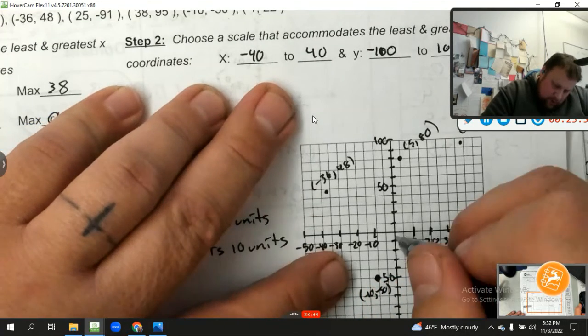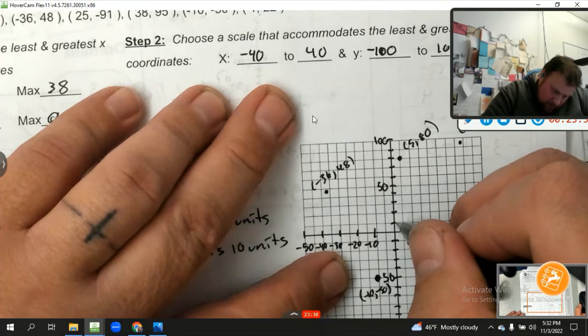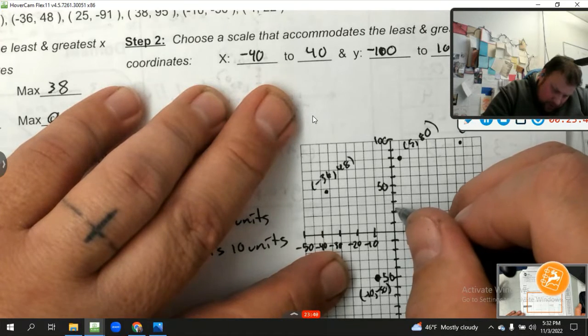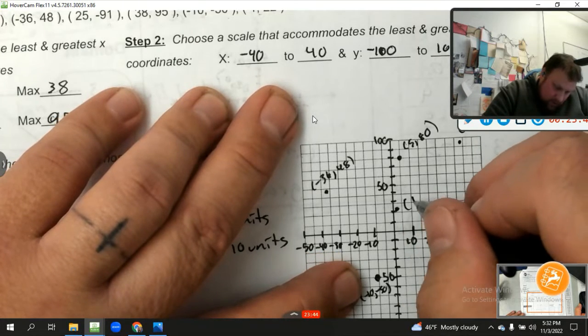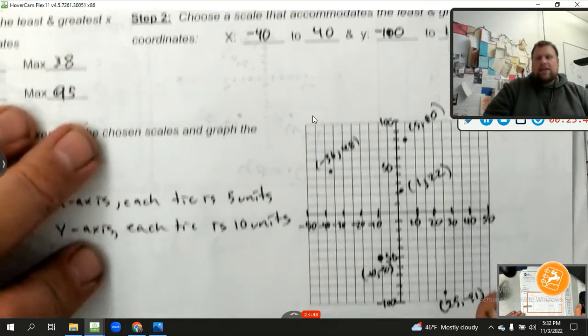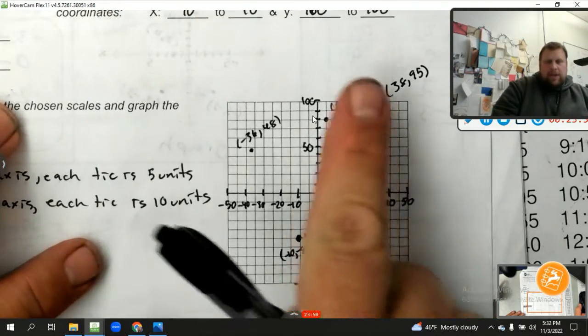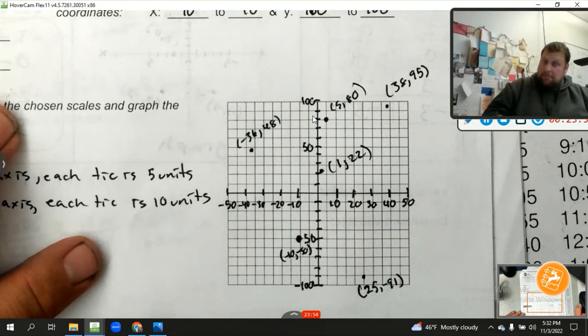Then our last one is 1, 22. So we're going to have to guess where 1's at. And then also, we go up 10, 22 is a little bit up past. So this is 1, 22. These are not exact because we had to estimate, but because we made a scale, we're able to graph every one of our points. They all fit on there. And it's a pretty decent estimation.